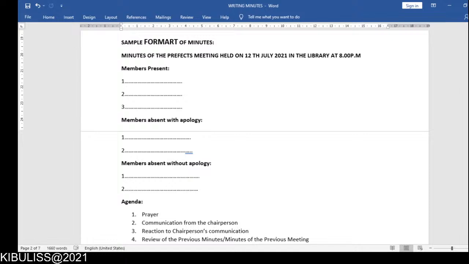So in the format, I've started with the title. We have the word minutes. We say we must have the word minutes. We must give the group or name the association. Here we are naming prefects meeting. When was it held? 12th July. Where? In the library. Time? 8 p.m. Five aspects handled. Then in that format, the next thing immediately after the heading should be the attendance register.